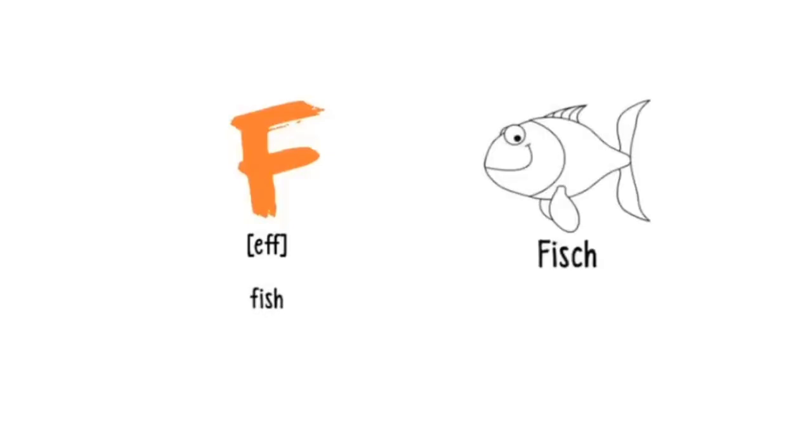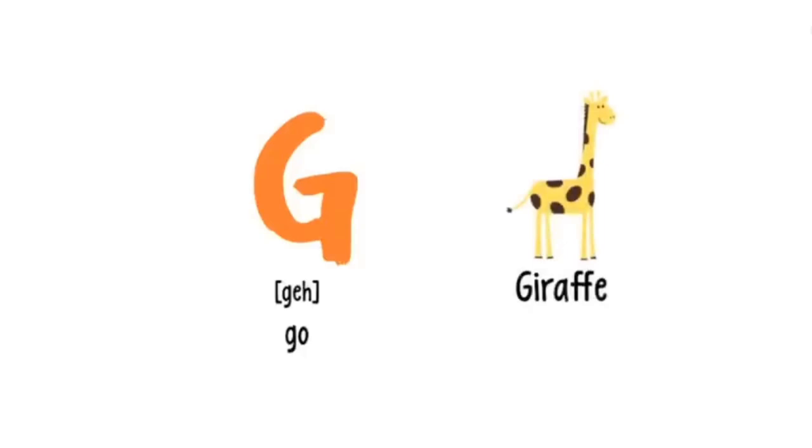F is pronounced like the word fish, and the translation of fish in German is the same, Fisch. The next letter is G. G is pronounced like the G in the word go, and the German word is Giraffe, which means giraffe. As you can see, the word Giraffe is written exactly the same way as in English, but the pronunciation is completely different.